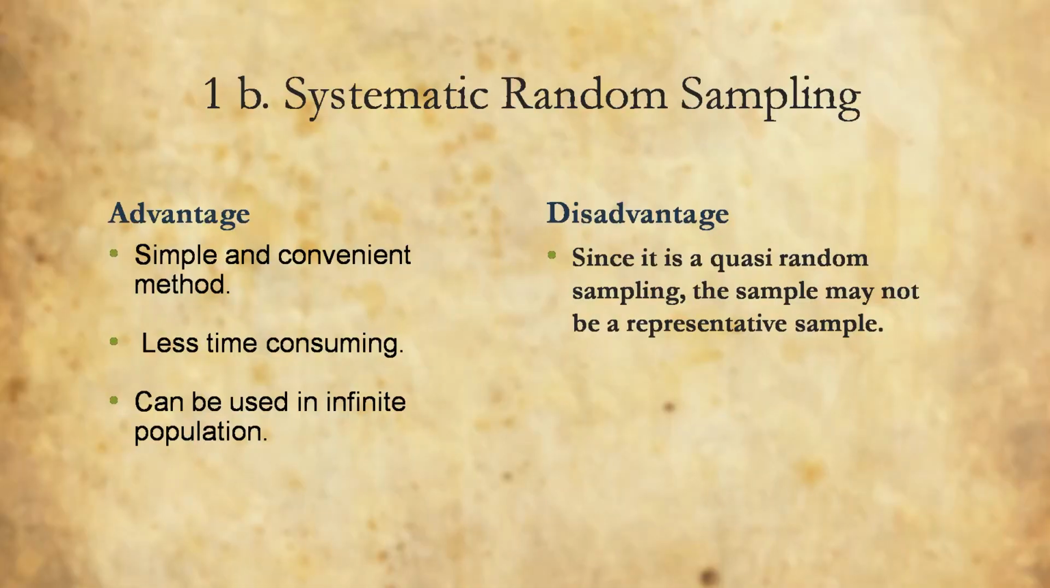Systematic random sampling has its advantages: it is a simple and convenient method, it is less time consuming, and it can be used for an infinite population. Whereas the main disadvantage of systematic random sampling is that, since it is quasi-random sampling, the sample may not be a representative sample.